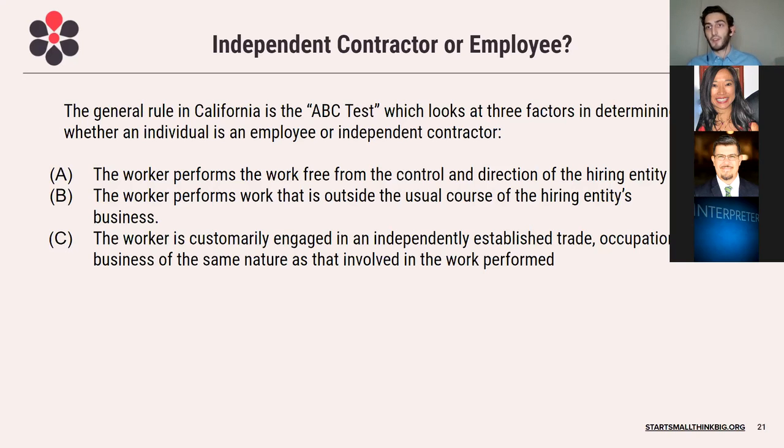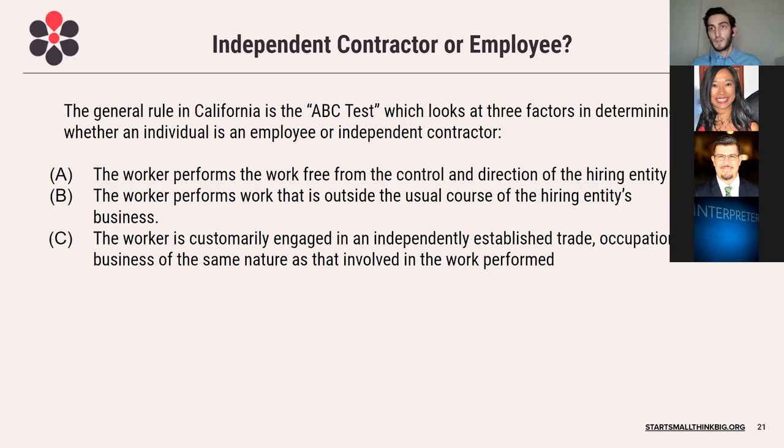In order to be classified as an independent contractor, the worker needs to meet all 3 factors. So the worker should be performing the work free from the control and direction of the hiring entity. The worker should be performing work that is outside the usual course of the hiring entity's business. And the worker is customarily engaged in an independently established trade that is of the same nature as the work performed.